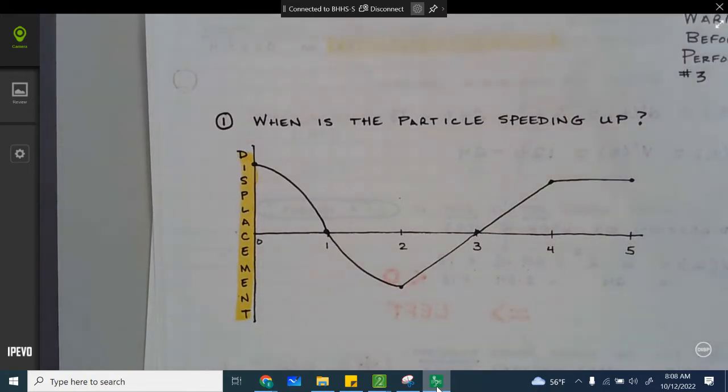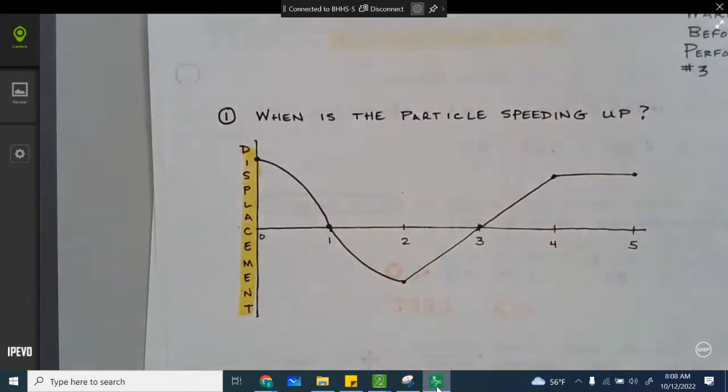So I'm going to be quiet for, I don't know, a minute or two. I would like you to get together with your partner, and I want you to at least think about these first. Make a guess at what intervals it would be speeding up on. Okay? So get together with your partner, go for it.